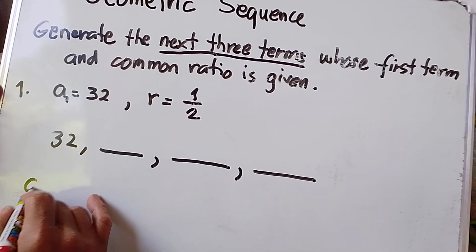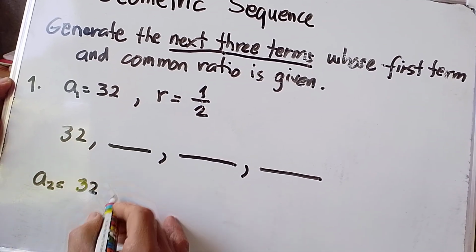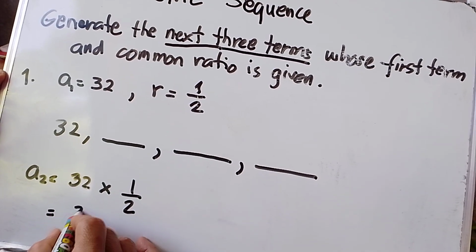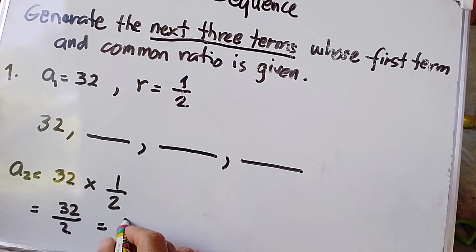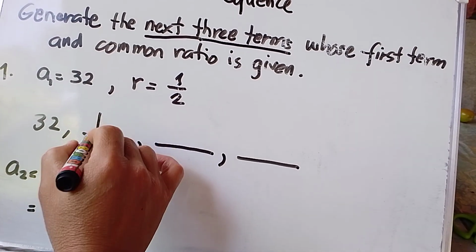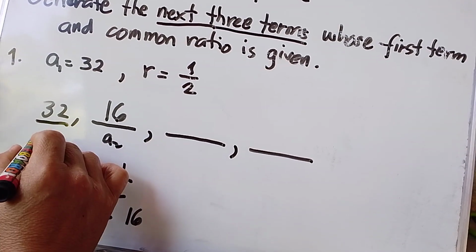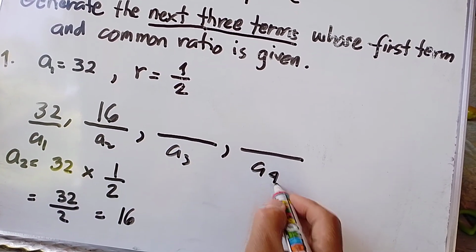Simply this is to multiply the first term multiplied by 1 over 2. So what is 32 over 2? So meaning this is 16. So the next is a sub 2 is 16. This is a sub 1. Then a sub 3, a sub 4.